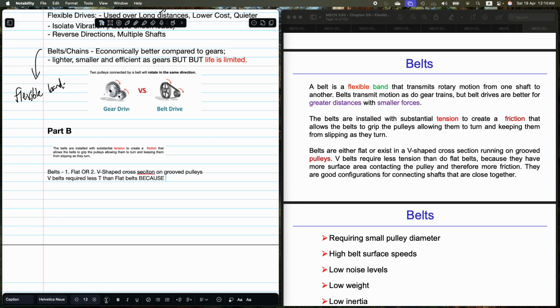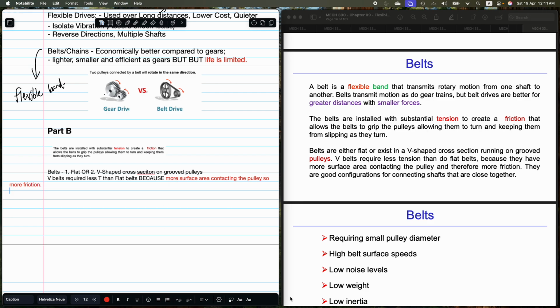Because, let's change the color. All right, because more surface area contacting the pulley, so more friction. Okay, good.